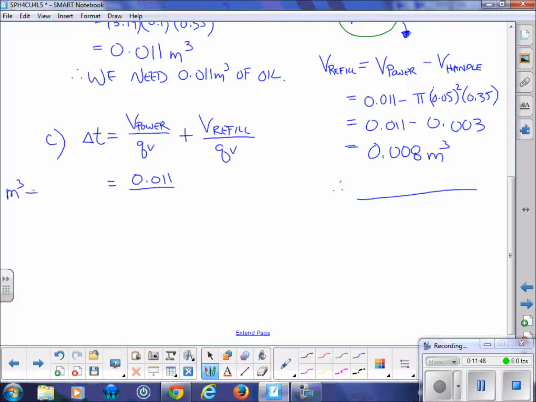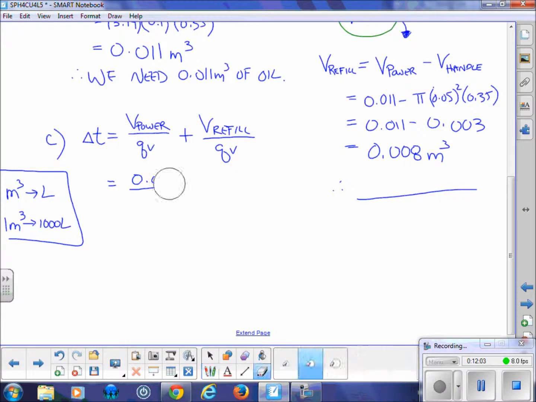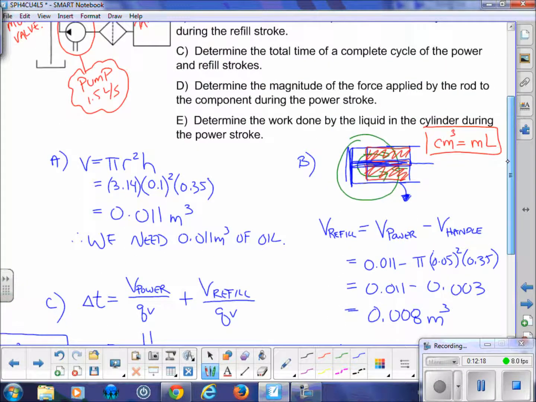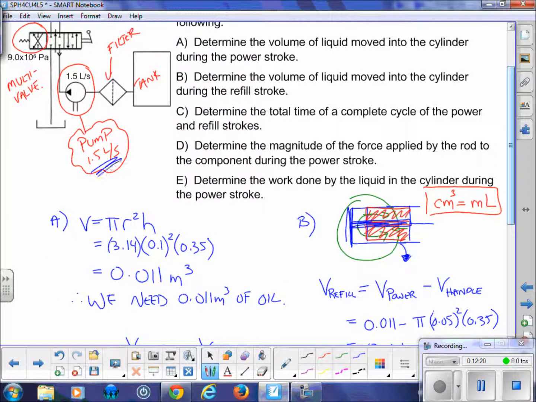So I'm going to do that factor for you. I'm going to tell you that 1 cubic meter is equal to 1,000 liters. Okay, so I'm going to have to convert that. So what I'll do is, let's just erase that. So that means I've got to take my cubic meters and multiply by 1,000. So it's not a huge deal here. So the 0.011, we're just going to multiply by 1,000 to get it into liters. So that's 11 liters over 1.5. There's your flow rate from your pump.